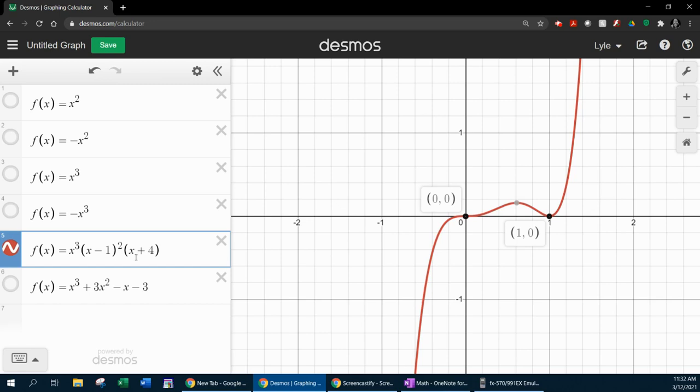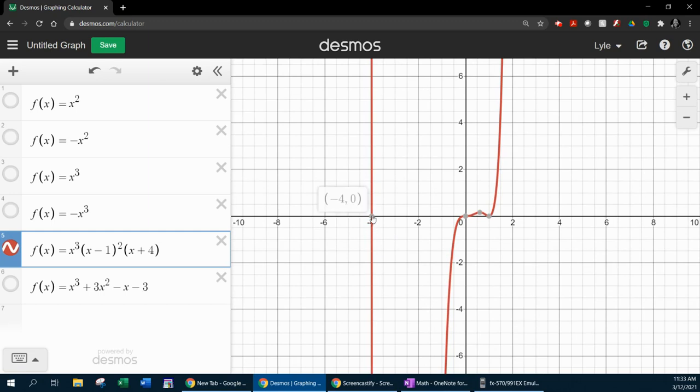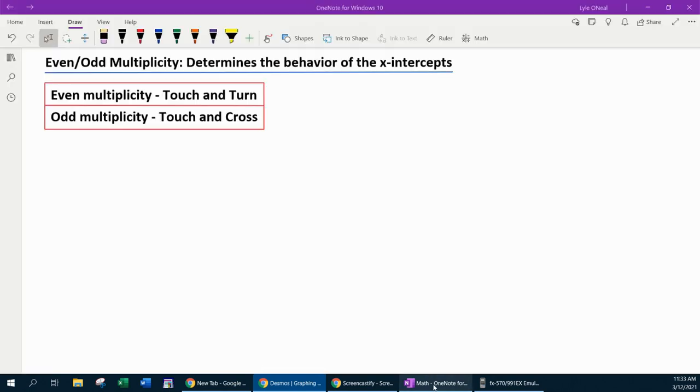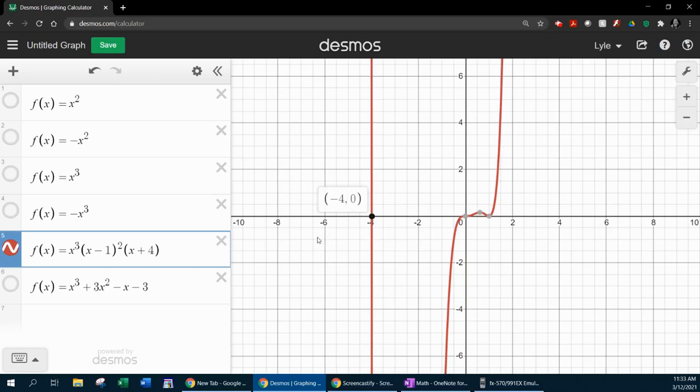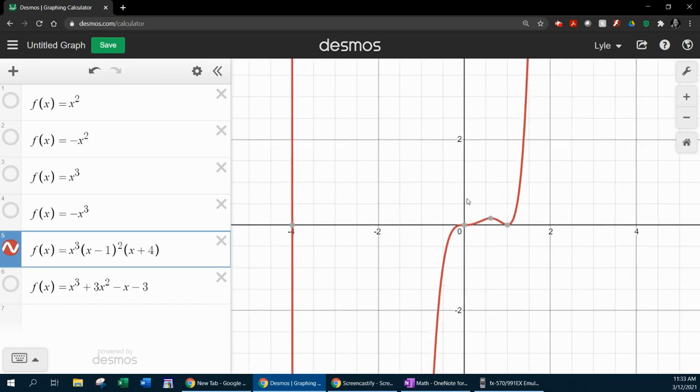And let's go ahead and look at the other x-intercept. -4 would be the other x-intercept. The multiplicity corresponds to the power. The understood exponent here is 1, which is odd. So if we go to -4, we can see that the graph does a touch and cross. Odd multiplicity, touch and cross. So again, the only thing that the multiplicity determines is what the graph does at that x-intercept. It's either going to touch it and cross over, or like at 1 here, it's going to come in and touch and turn around.